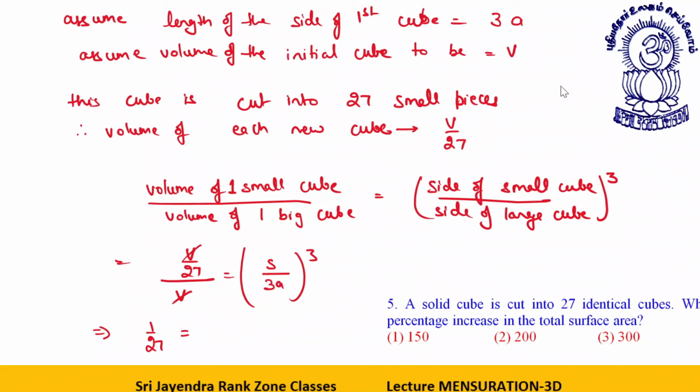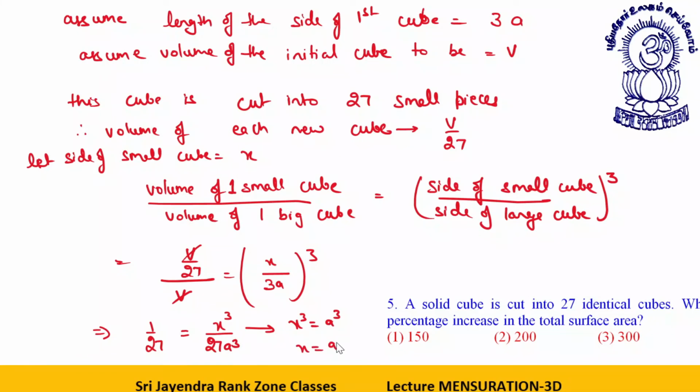Let the side of the small cube be X. So I get 1 by 27 equals X cube upon 27A cube. From here I get X cube is equal to A cube, or X is equal to A. The moment I took it 3A, because I knew 3A cube is 27A cube, finally I'm getting A. So this is the new edge of the new cube.